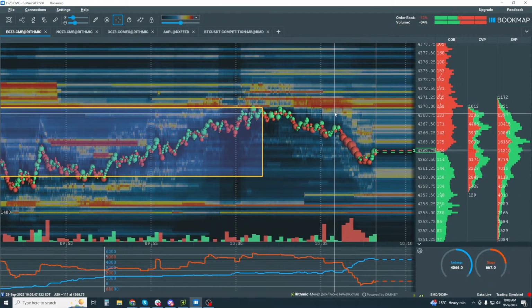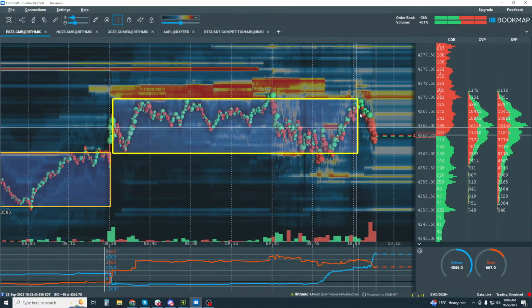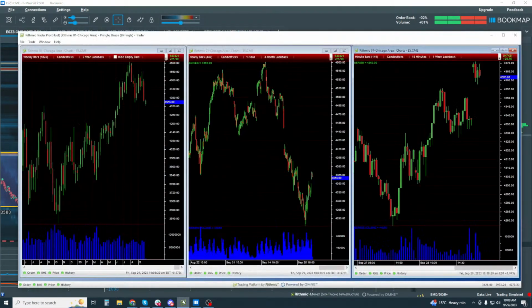All right, let's jump back here. Let's look at our bigger picture before we start getting into the details in the flow. We have the daily chart here on the left, the hourly in the center, and the 15-minute here on the right.